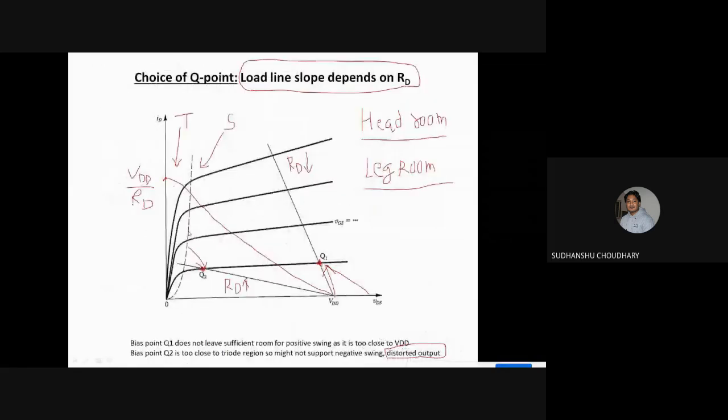And in the end, we talked about the dependence of the load line slope on the drain resistance. We said that if the drain resistance is small, then the load line could be like this. If the drain resistance is more, then the load line slope could be this, in comparison to this slope obtained here. These two points are important for the load line analysis: this is the VDD by RD point, and this is VDD.